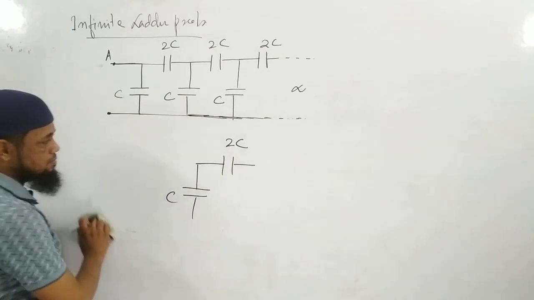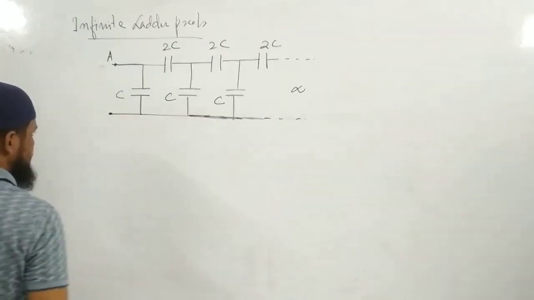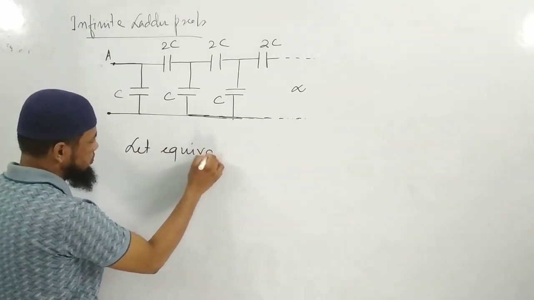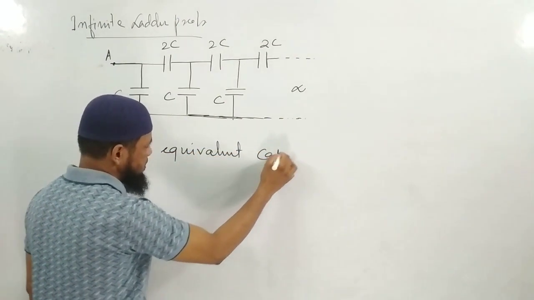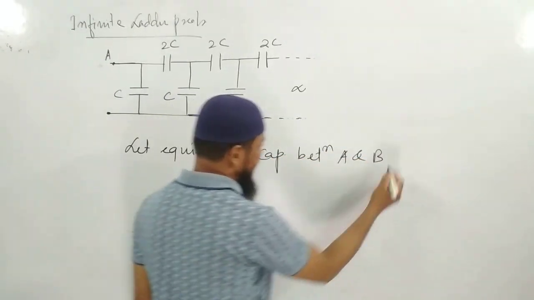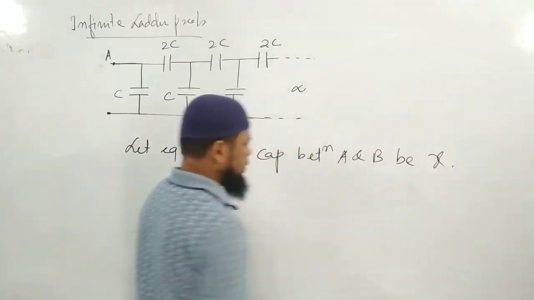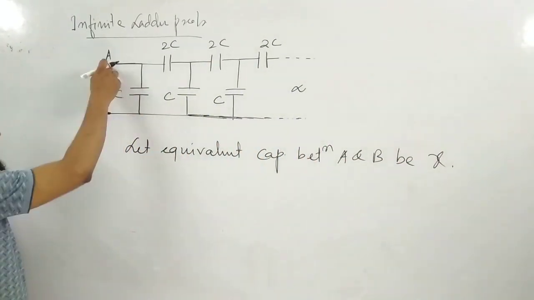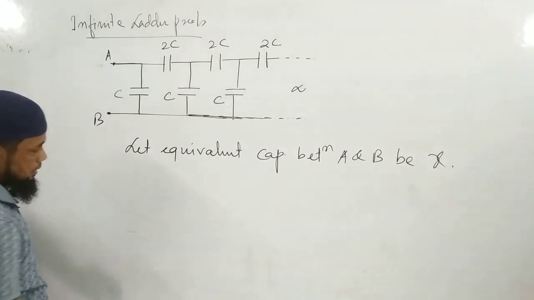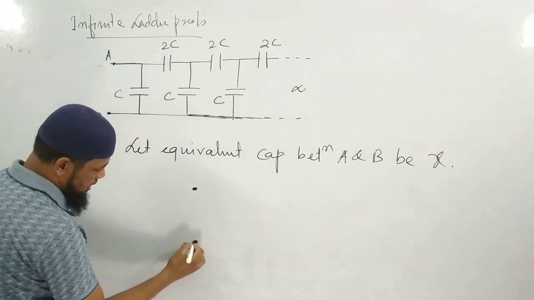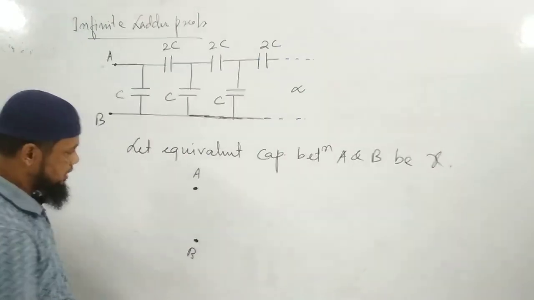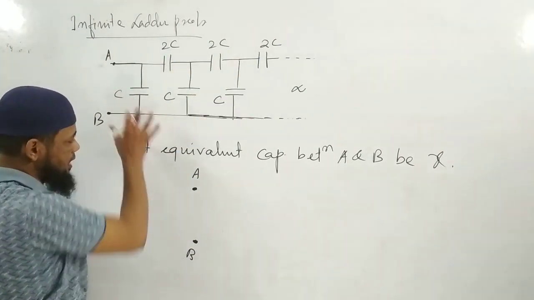To solve this particular problem, first of all, let us assume the equivalent capacitance between A and B to be X. Okay, we have assumed that the equivalent capacitance between A and B is X. That is, between these two points A and B, the equivalent capacitance is X. That means I will replace this entire circuit with X.